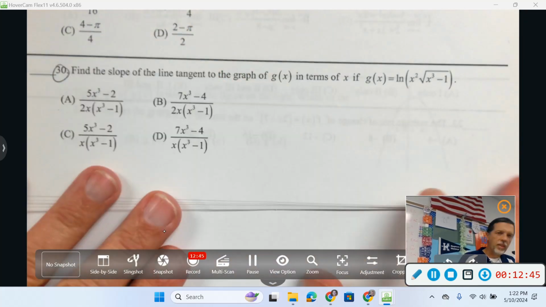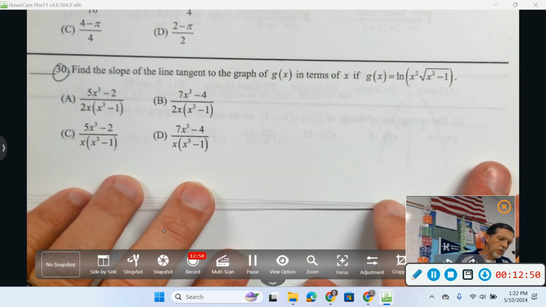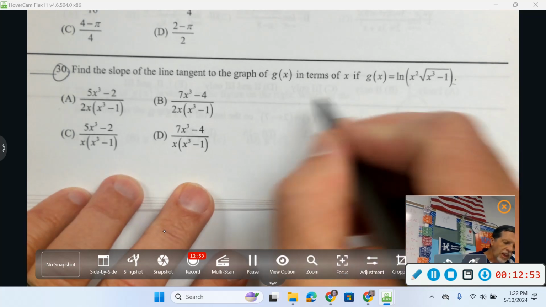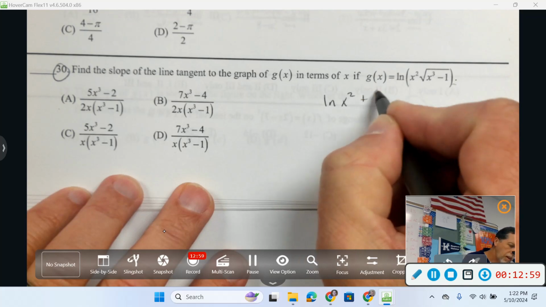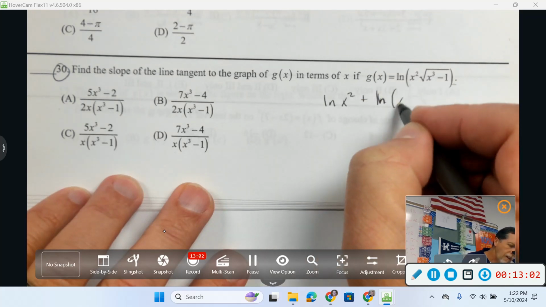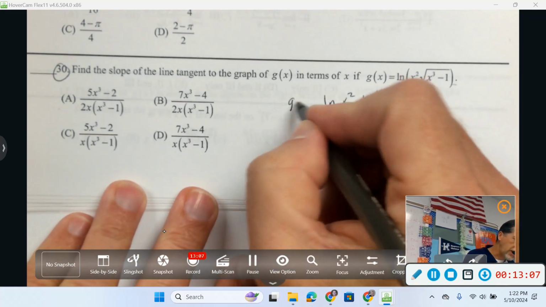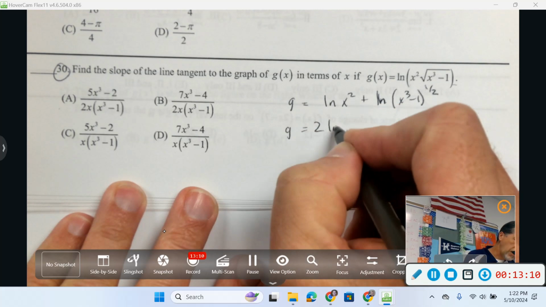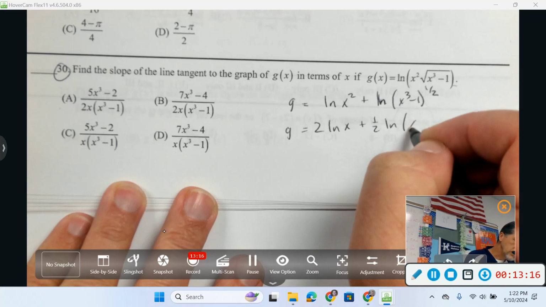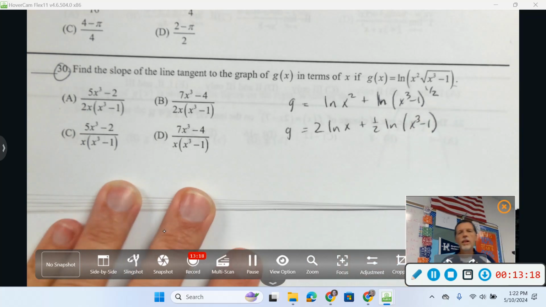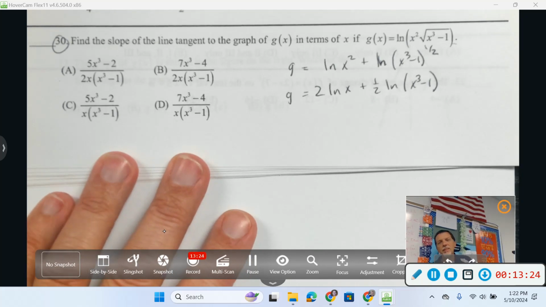Number 30. Slope of the line tangent to the graph. So that's dy/dx, or derivative. This thing looks terrible, so I think I want to split that up. That's just algebra. I haven't done any calculus yet. I'm going to do one more algebra step. Move the exponent to the front. And now I'm ready to do some calculus, but now my calculus will be a lot easier.